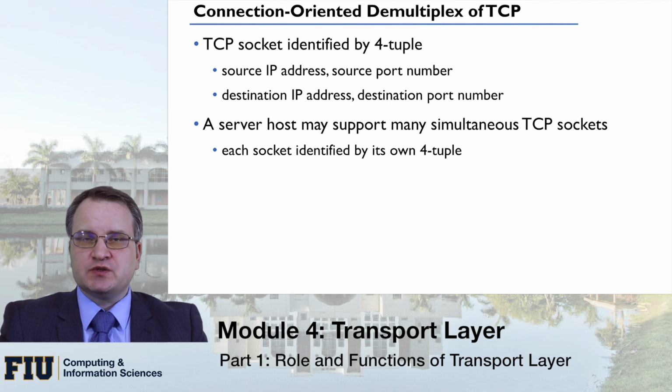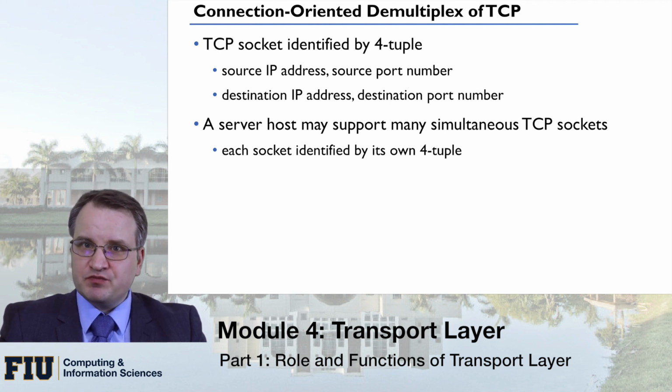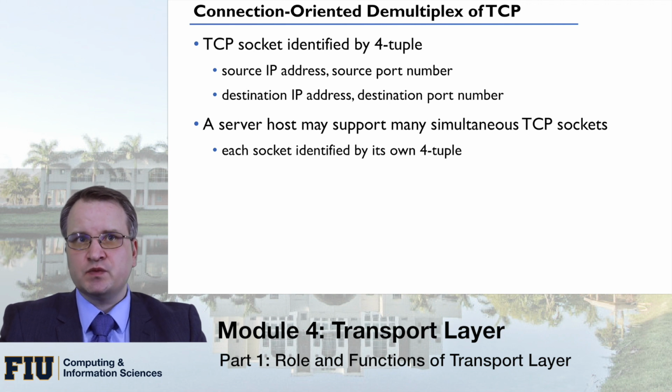Already mentioned, but to highlight again, TCP identifies the connection itself using a 4-tuple. So it's using all information: source IP address, source port, destination IP address, and destination port. So all these 4 items are used to identify the whole connection. And there's a small caveat to this.